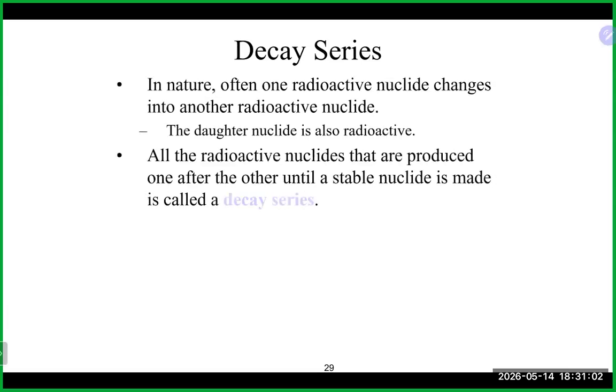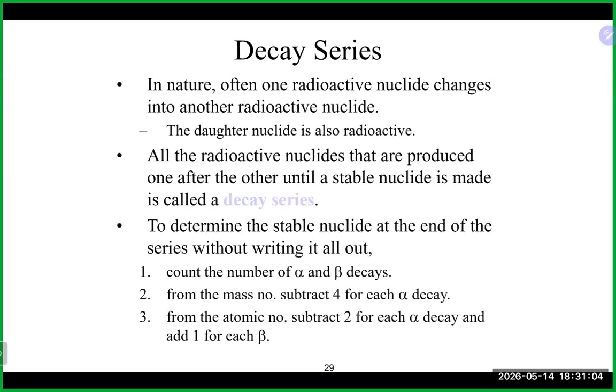Let's talk a little bit about a decay series. A decay series is a long process where a radioactive nucleus continues to go through these decay processes. And it will continue to follow this decay series until it hits a stable situation.